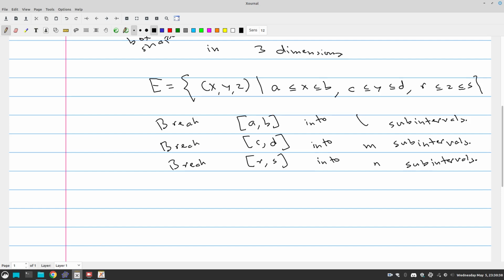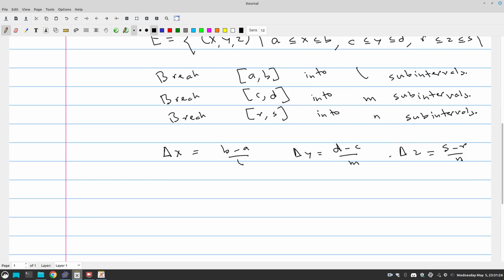Now, if that is the case, then the length of an x subinterval, delta x, is given by B minus A over L, and delta y is given by D minus C over M, not L but M. And delta z is of course given by S minus R over N.